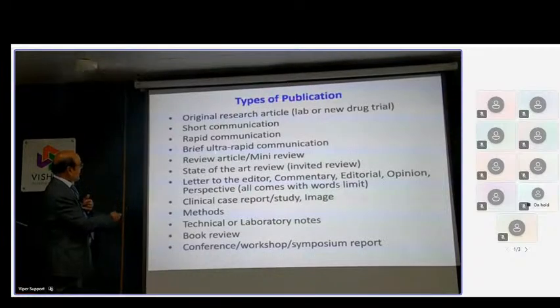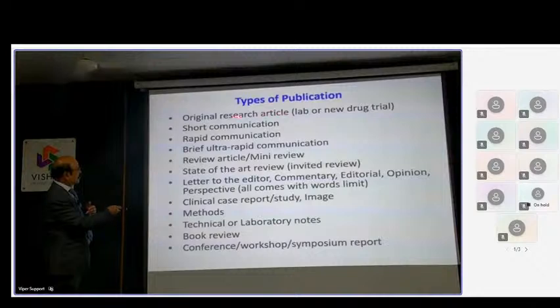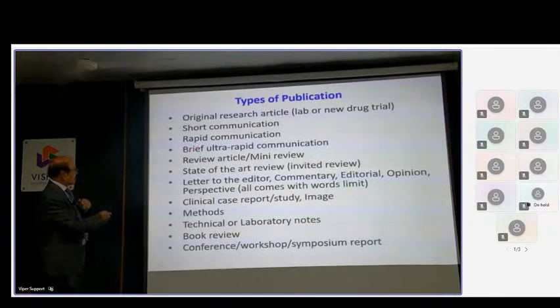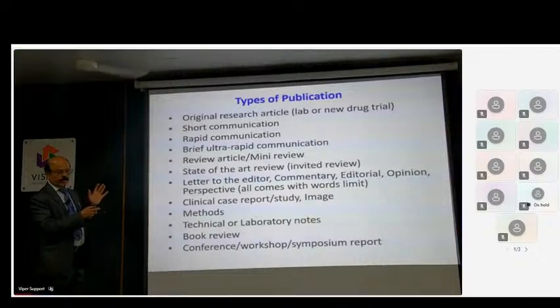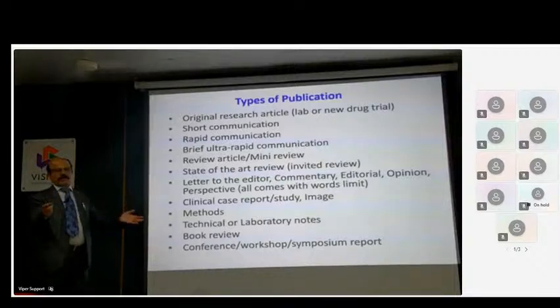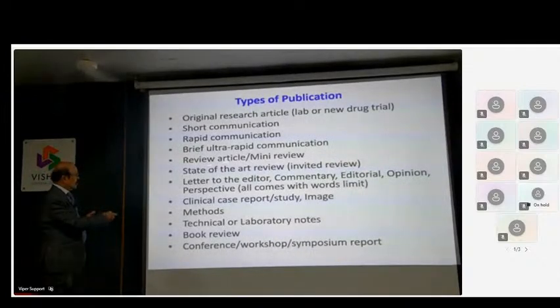What are the different types of publications? All the work you do in the laboratory is a research article. It goes here. Sometimes you put in a short communication of your work. Sometimes, if it is a very nice one, a breakthrough, you go for rapid communication or brief ultra rapid communication. Then you want to write a review article on Alzheimer's disease or something on hypertension, various targets on hypertension. You do the review article.